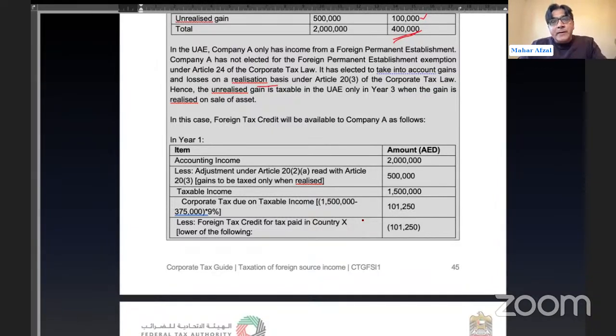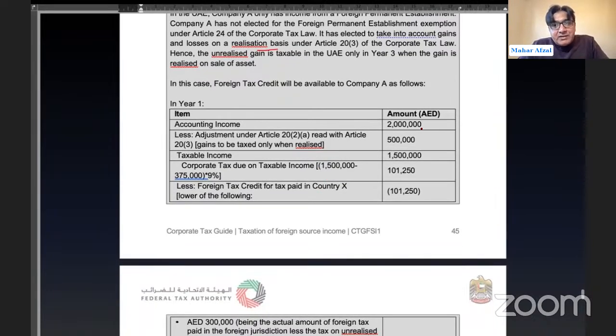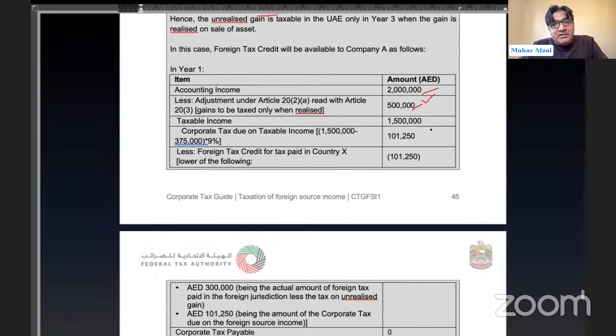As I told you, whenever the foreign source income will be considered for tax purposes in the UAE, you will be able to take the foreign tax credit, otherwise you can't. You can see in the first year, this is the total accounting income. It has been adjusted because we are following a realization basis. The foreign unrealized gain is not a taxable income.